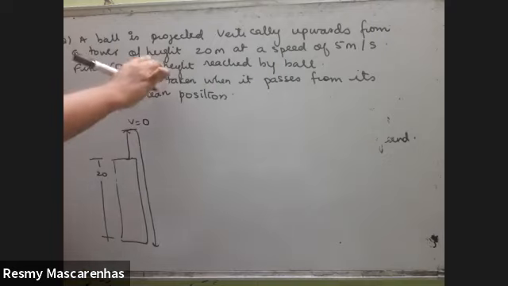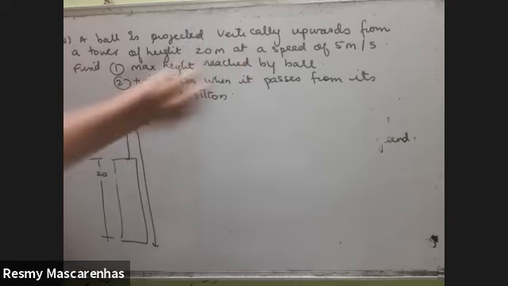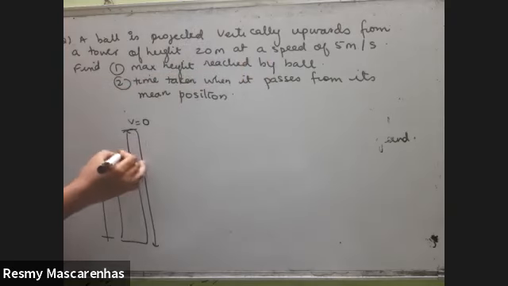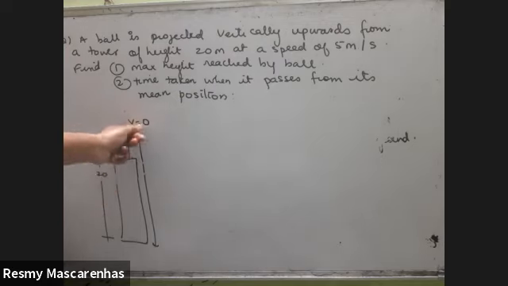Now u, they have mentioned, is at a speed of 5 meters per second. So u is 5 meters per second. Okay, the ball is being thrown at 5 meters per second, so it will go up, it will reach 0 and then come down. What is the maximum height reached by the ball?